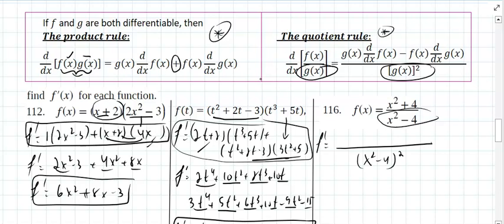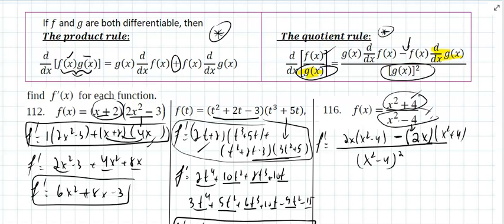For the top, it's kind of like the product rule, but the order is extremely important because there's a minus. Notice the minus happens in front of the derivative of the denominator. So I take derivative of the top, that's 2x times the denominator. The minus must be in front of the derivative of the denominator. So it's kind of like the product rule. Derivative of top times bottom, derivative of bottom times top. But the negative must be in front of the derivative of the denominator times the top.